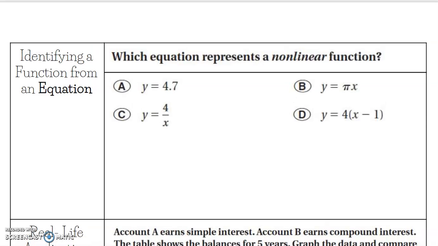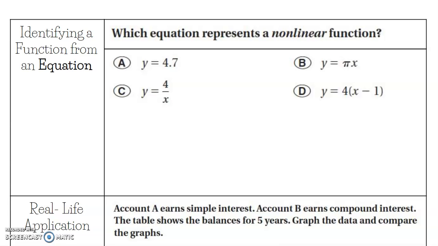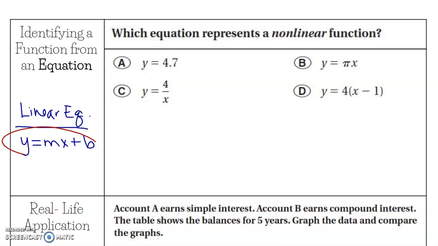All right, now let's look at the next example. This is identifying whether a function is nonlinear or linear from an equation. A reminder that linear equations can all be written in slope-intercept form, y equals mx plus b. This is how we determine if a line is linear or not, because it follows the slope-intercept form. So what we're going to do in each of these problems is determine which one is a nonlinear equation, because there is one of them here that does not go into the form y equals mx plus b.